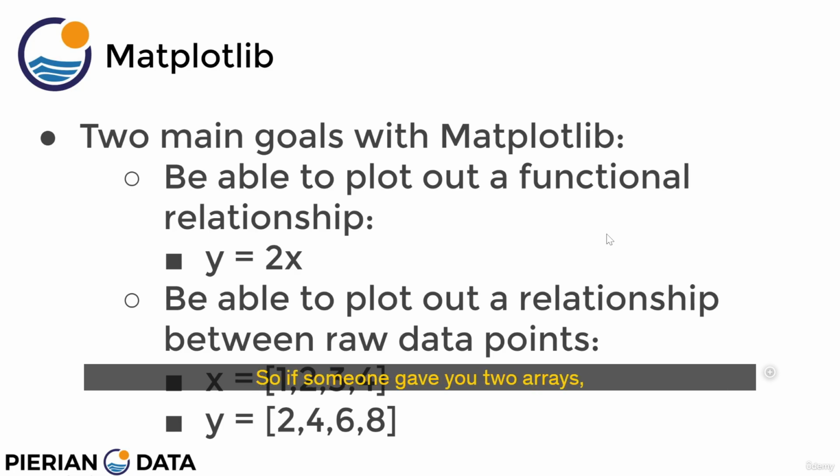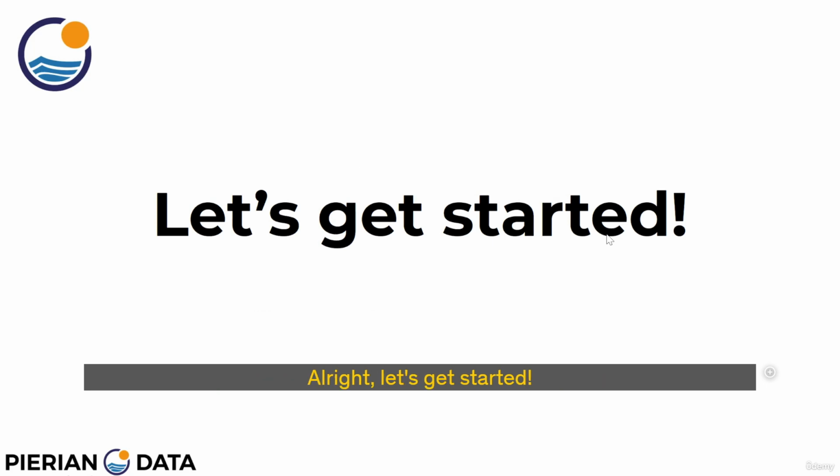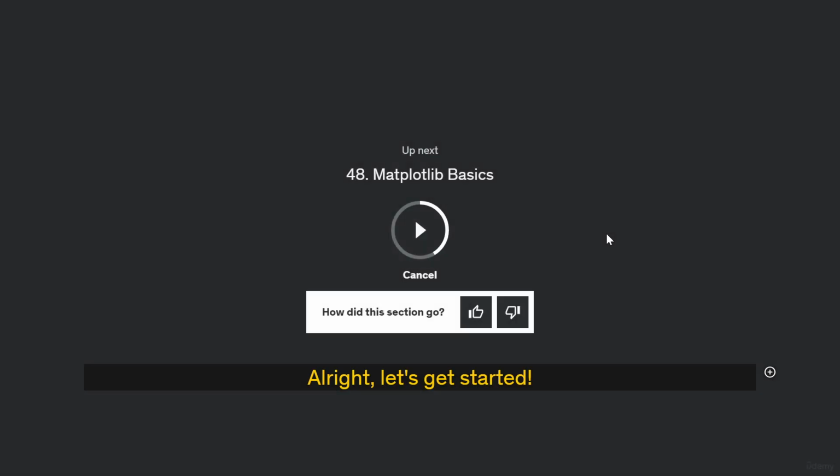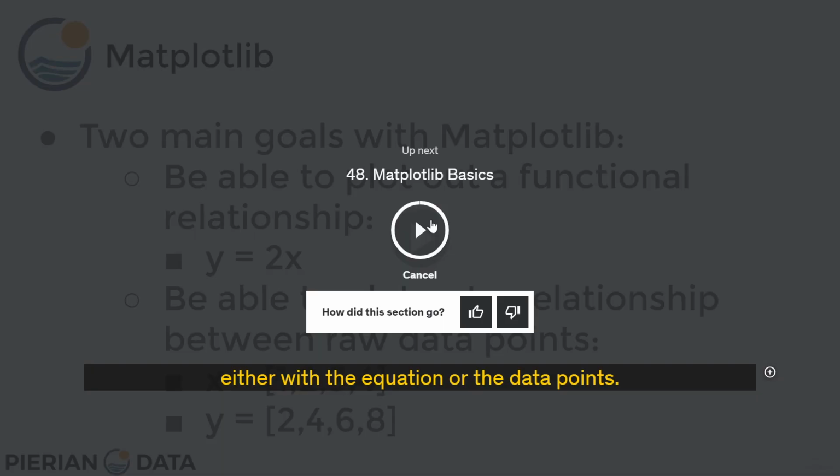So if someone gave you two arrays, x is equal to 1, 2, 3, 4, and y is equal to 2, 4, 6, 8, essentially the same relationship shown above in the equation, they'd be able to plot it either way, either with the equation or the data points. Alright, let's get started. With the equation.